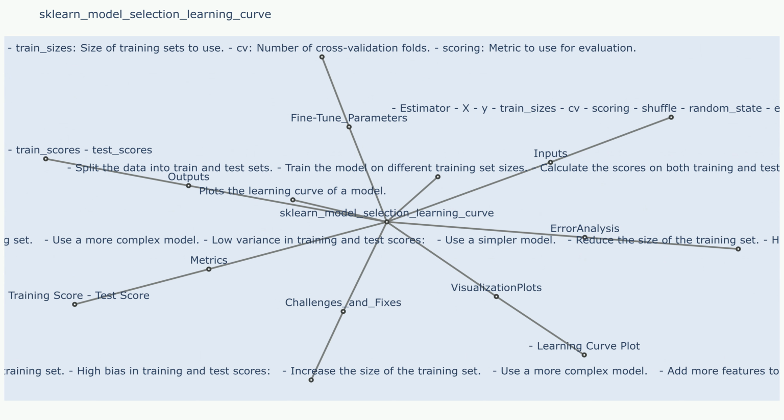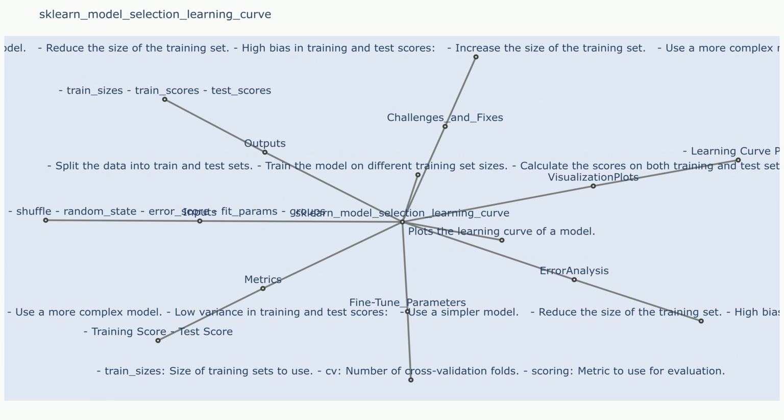Visualization plots. Learning curve: a plot showing the training score and validation score as a function of training set size. Fine-tune parameters. Train sizes: the sizes of the training sets to be used in the learning curve. CV: the cross-validation strategy to be used to evaluate the model. Scoring: the performance metric to be used to evaluate the model.